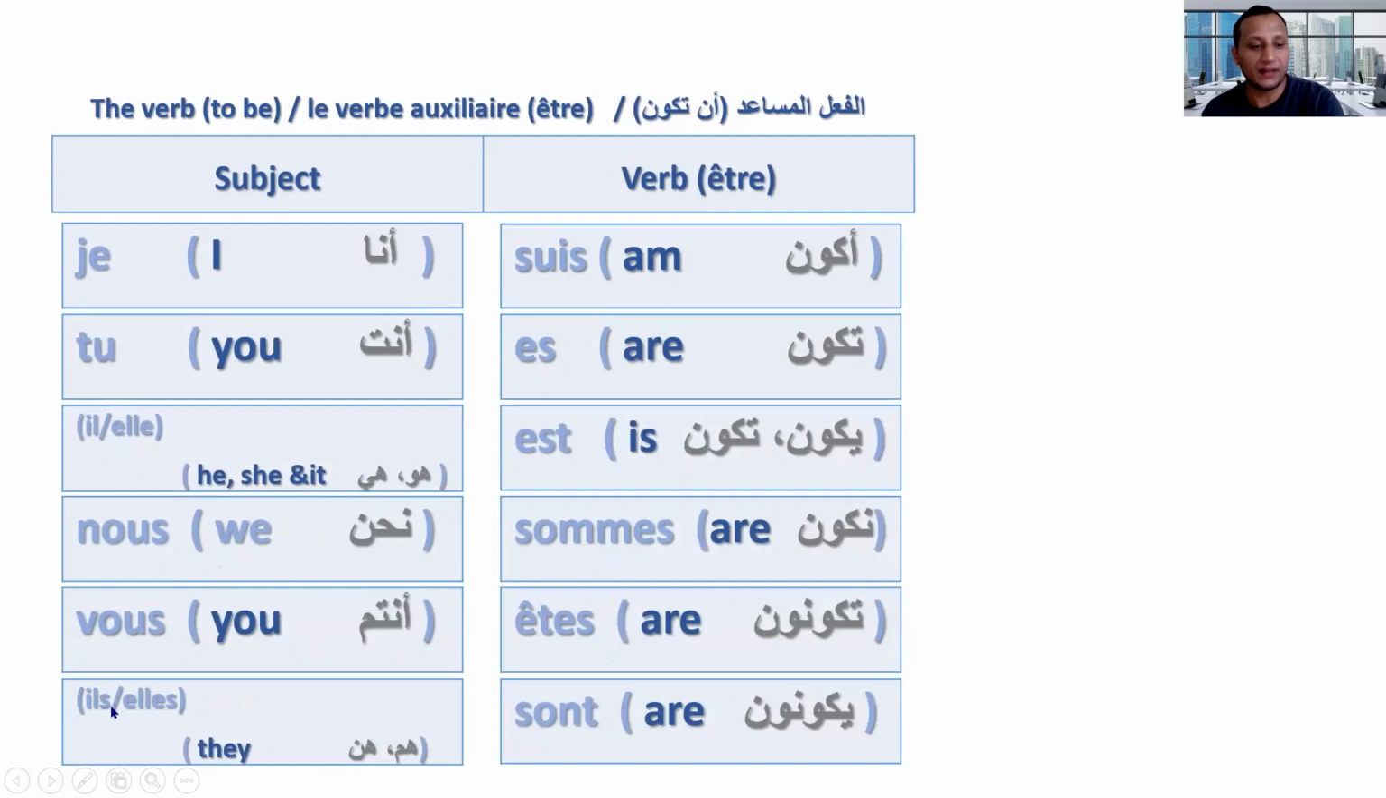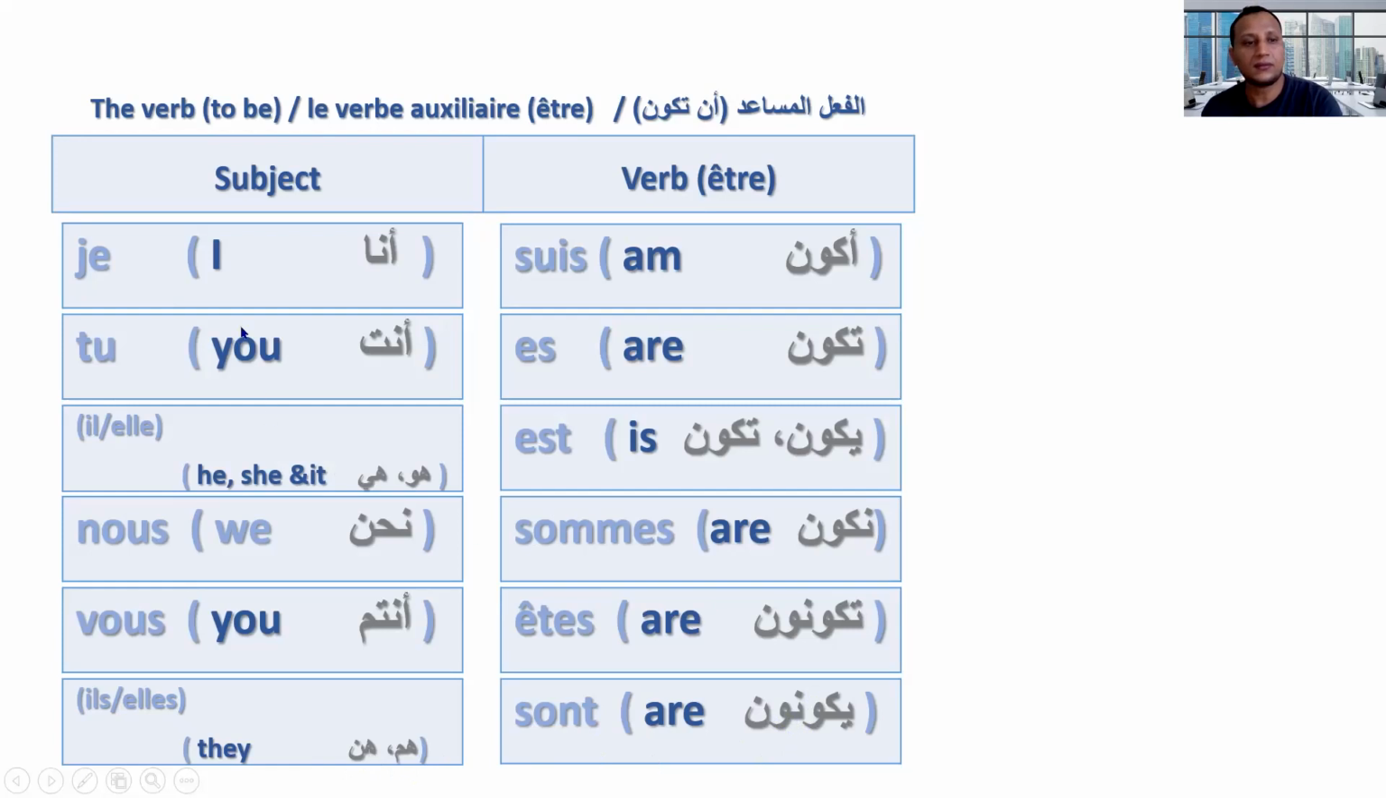Il with S, elle with S. Okay, they. Il with the S, elle with S. It's il ou elle with S. They are, in French, ils ou elles sont. هم يكونون, هن يكونون, or هن يكون.